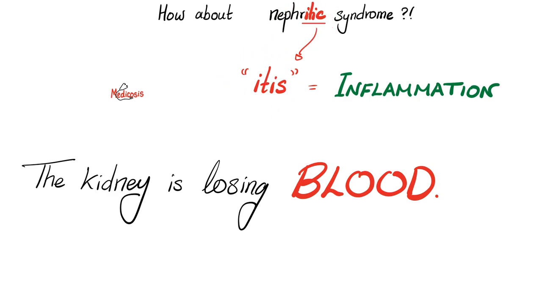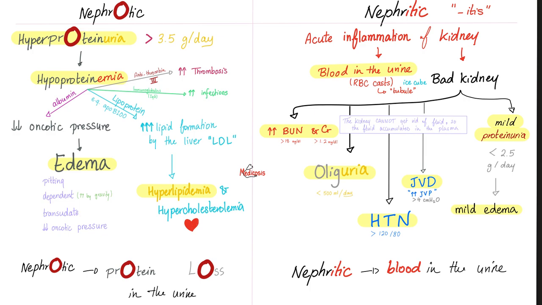Itis means inflammation. The kidney is inflamed and shedding tears of blood into the urine. Nephritic syndrome, acute inflammation of the kidney, and we have classic 7 features. You don't have to have all of them. What do we have here? Hypertension, hematuria, jugular venous distension, oliguria, mild edema and proteinuria, elevated BUN and creatinine. Don't forget the blood in the urine. That's the hematuria, the most important thing.